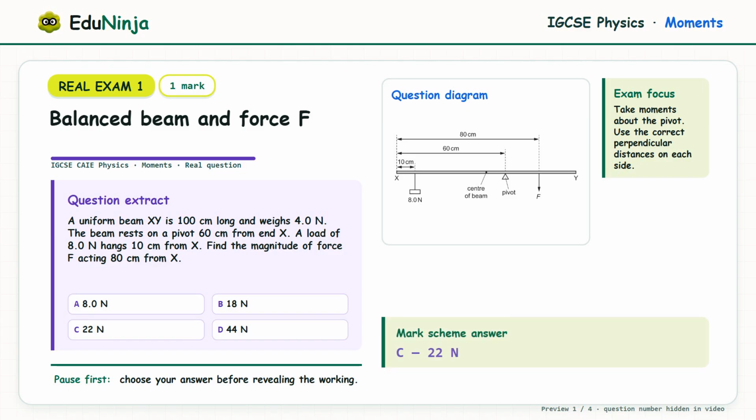Now take moments about the pivot. The 8 Newton load has a 50 centimeter arm, while the beam's weight has a 40 centimeter arm. Force F acts 20 centimeters from the pivot. So 8 times 50 plus 4 times 40 equals F times 20. Therefore, F is 22 newtons, option C.